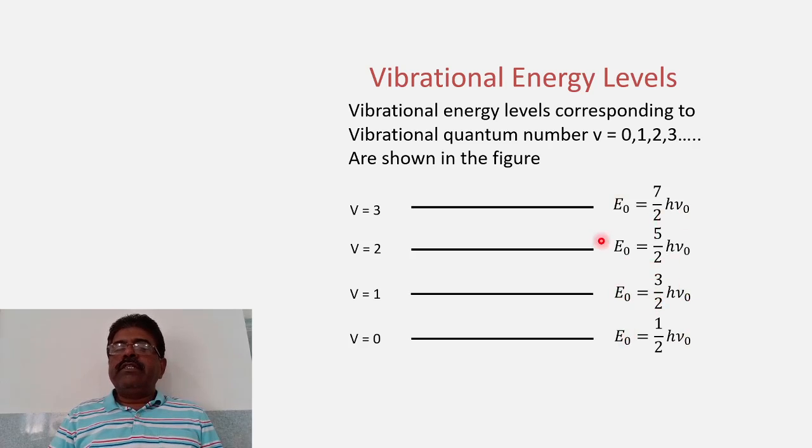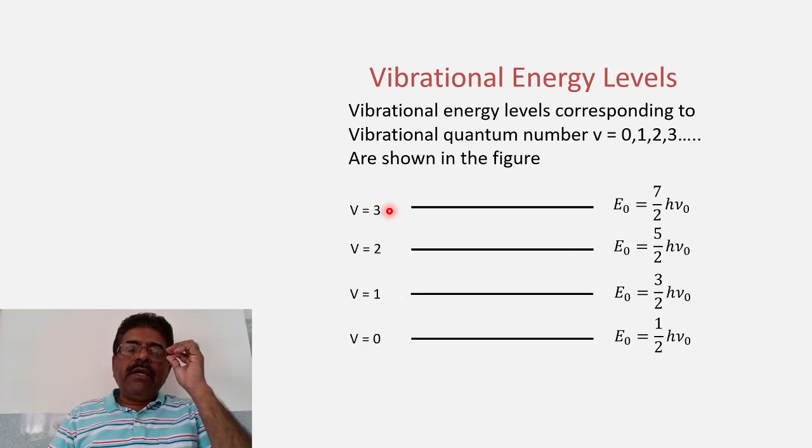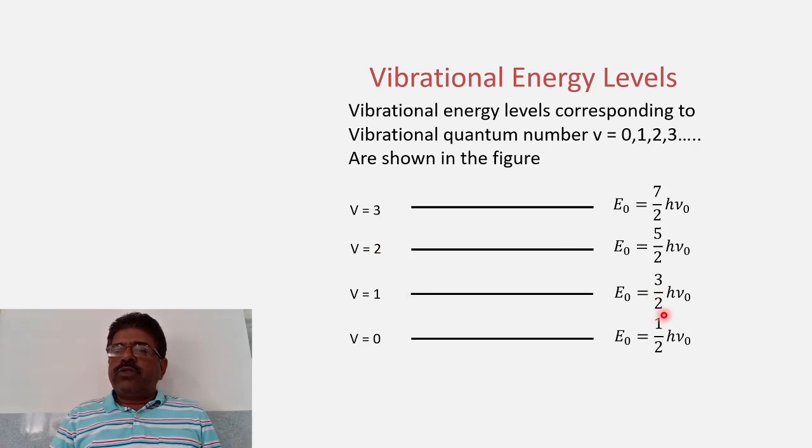So these are the energies of the corresponding levels represented by the vibrational quantum numbers. So 3 by 2 H nu 0 for V is equal to 1, 5 by 2 H nu 0 for V is equal to 2, and 7 by 2 H nu 0 for V is equal to 3 and so on. Okay, so you can just draw a vibrational energy level diagram of a diatomic molecule.